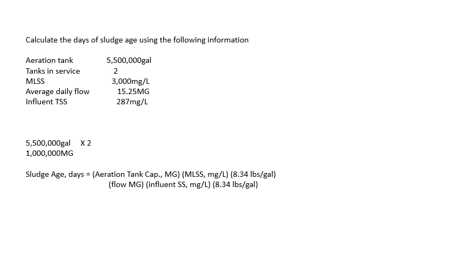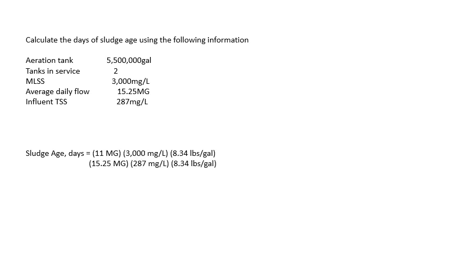To convert your aeration tank 5,500,000 gallons to a million gallons, we're going to divide that by 1 million gallons. There are 2 tanks, so we're going to multiply it by 2. It gives us 11 million gallons. So we're going to go ahead and plug all our numbers in. We have 11 million gallons times 3,000 milligrams per liter times 8.34 pounds per gallon, divided by 15.25 million gallons times 287 milligrams per liter times 8.34 pounds per gallon.